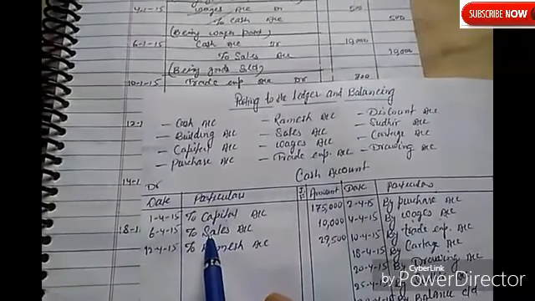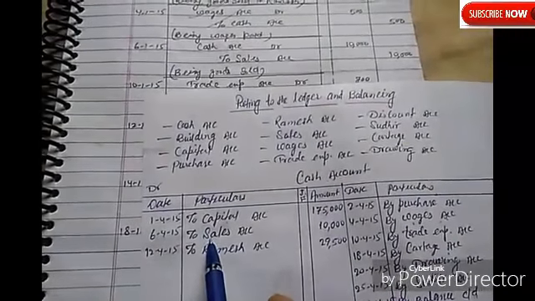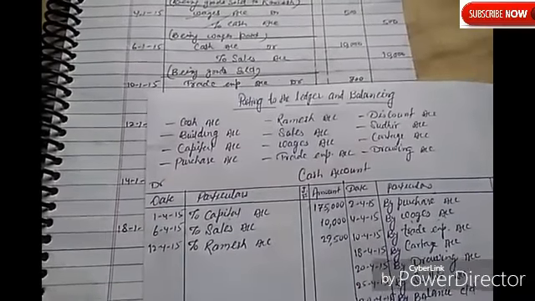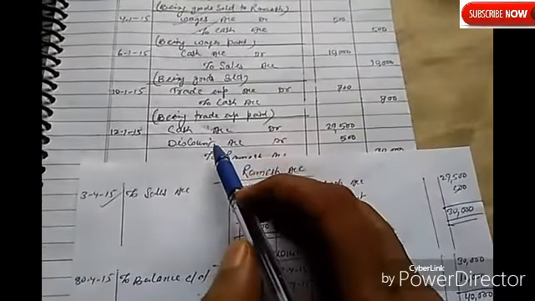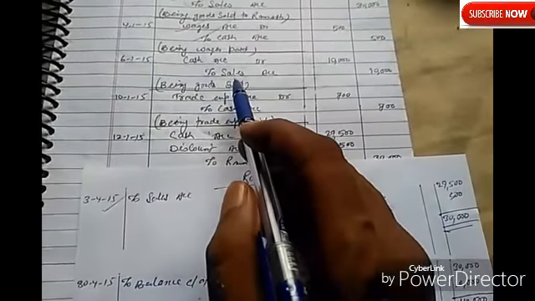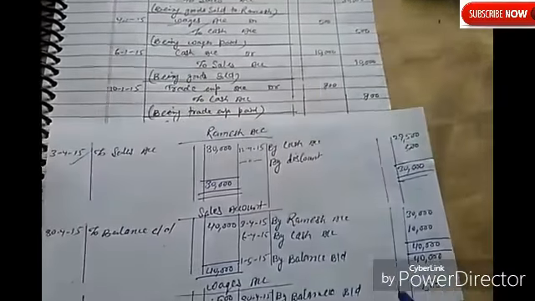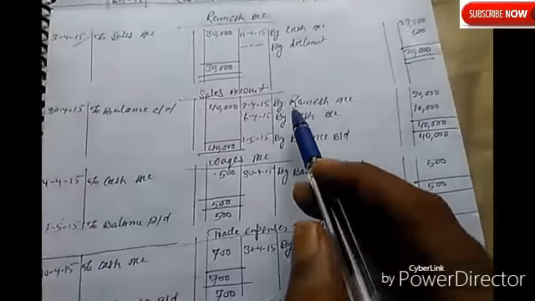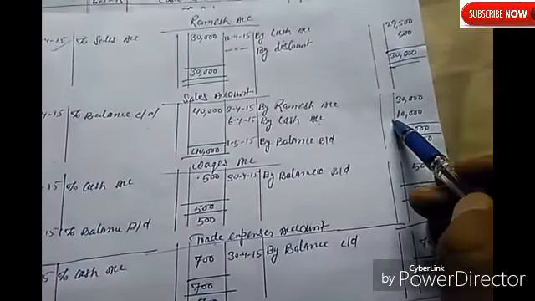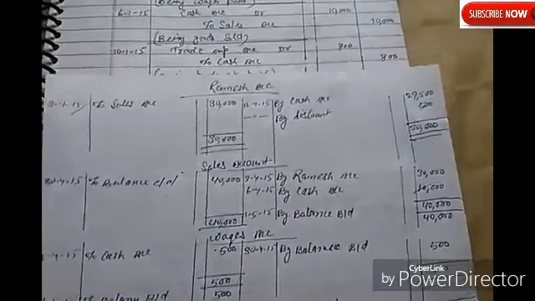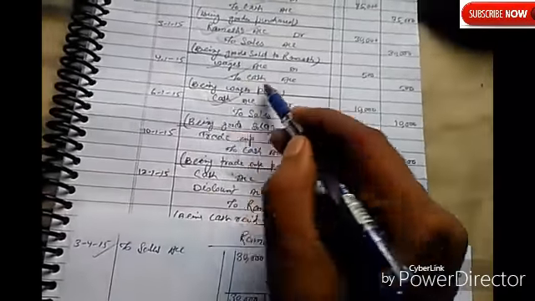So cash is a debit side, so instead of cash, the sales account debit side is 10,000. In another entry, the sales account puts by cash account 10,000. So see here, by cash 10,000 we will put here.